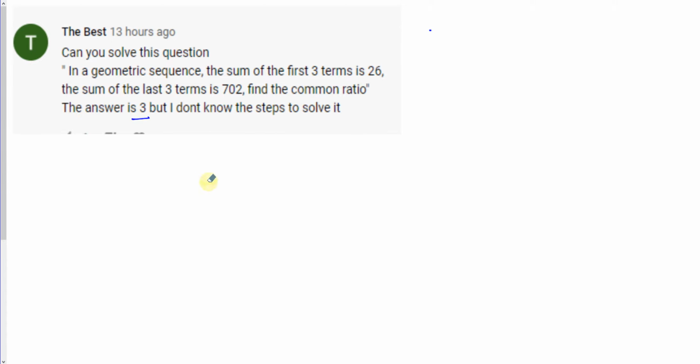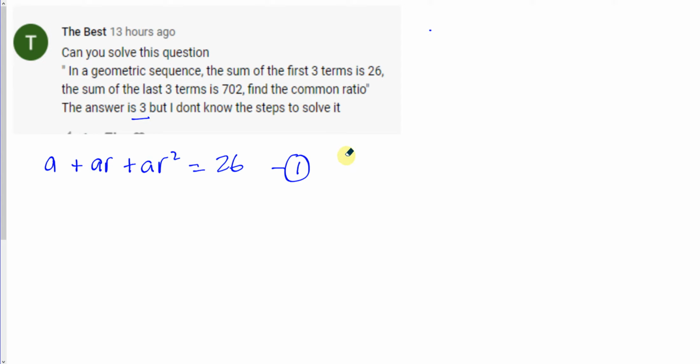Okay, so now it's a geometric sequence, which is of the form where you have the first term and then you multiply that by the common ratio to get the second term. So the first term would be a, and the second term would be a times the common ratio, and the third term would be a times the common ratio times the common ratio, and the sum of those first three terms is 26. Okay, so we don't know the first term, we don't know the common ratio, we don't even know how many terms are in the sequence, but we know that the sum of the first three terms is 26. That's definitely true. Okay, let me call that equation 1.